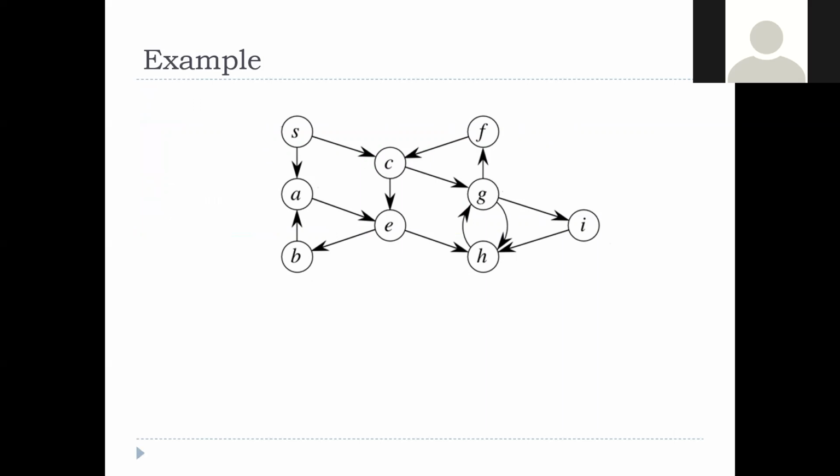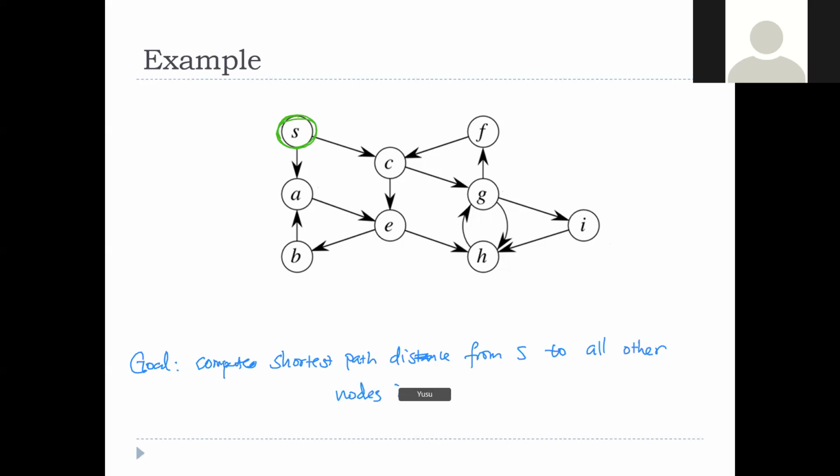Okay, so here's one example. Here we're given a directed graph and the source node is S. Our goal is to compute the shortest path distance from S to all other nodes in the graph. Okay, so that's what we want to do.